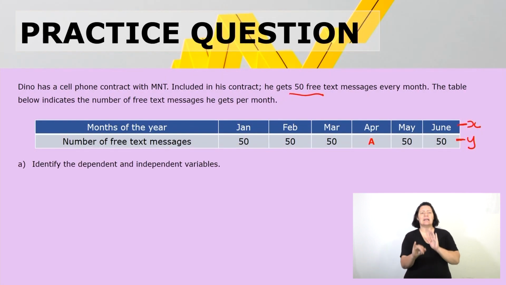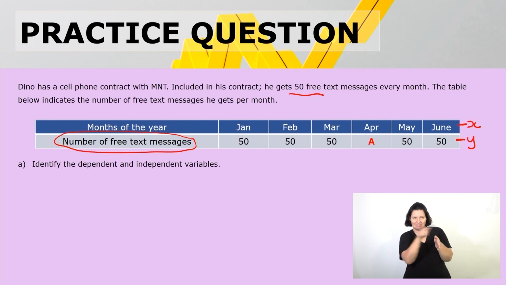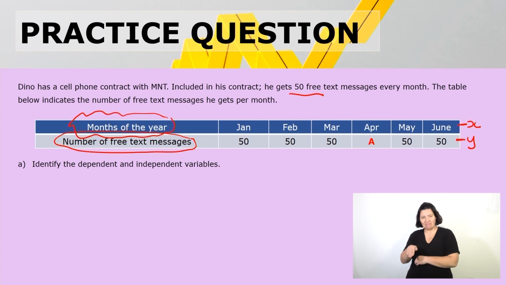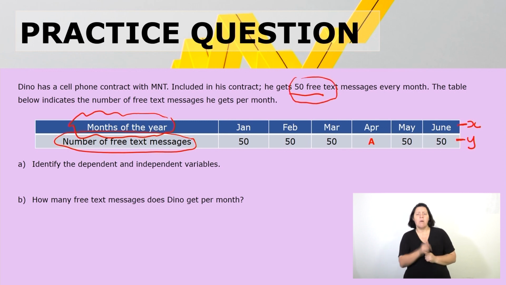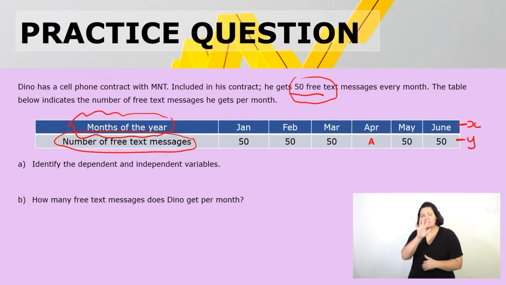A, identify the dependent and the independent variable. This question always comes up, by now we know. So we know that our dependent variable will come from there, which is the number of free text messages. Then the independent variable will be this one here, which is the months of the year. How many free text messages does Dino get per month? From the given scenario, we were told that Dino gets 50 free text messages every month.